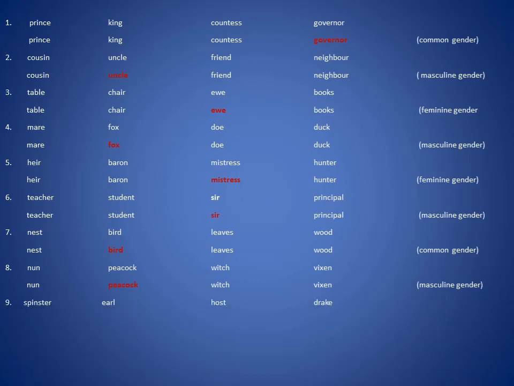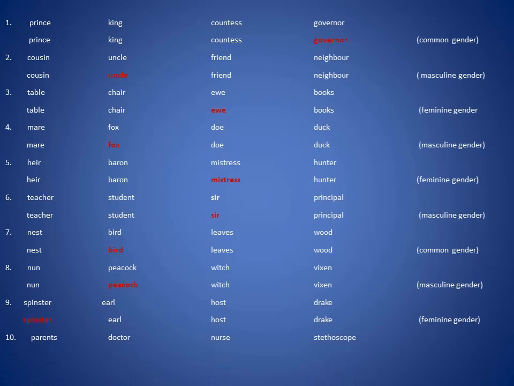Now ninth one, spinster, earl, host, drake. Here spinster is which gender? Feminine gender. But earl, host, drake, these all are coming under masculine gender. So here spinster is the odd one in this group, that is feminine gender.